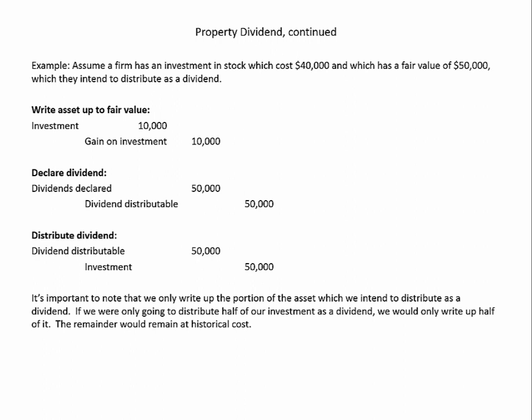It's important to note that we only write up the portion of the asset that we intend to distribute. If we were only going to distribute half of our investment, we'd only write up half of the investment's fair value. The portion that's not going to be distributed, we leave that at its historical cost.